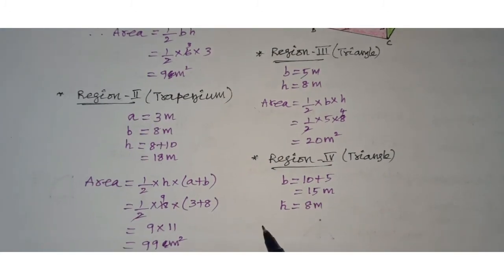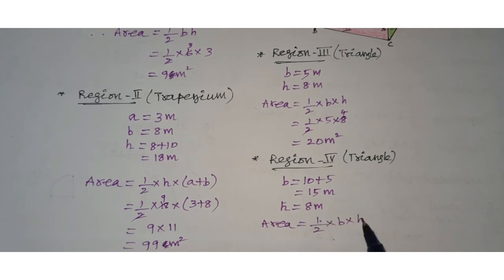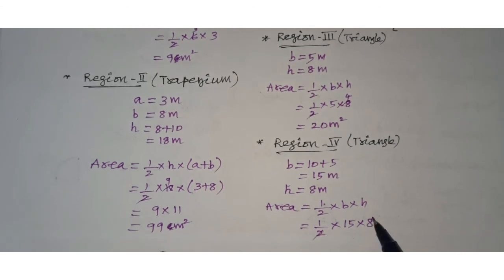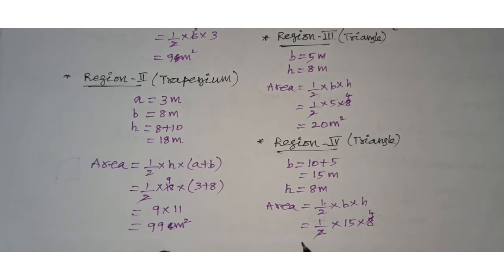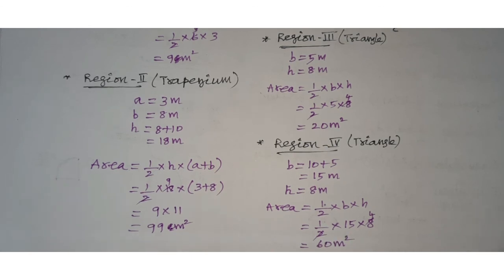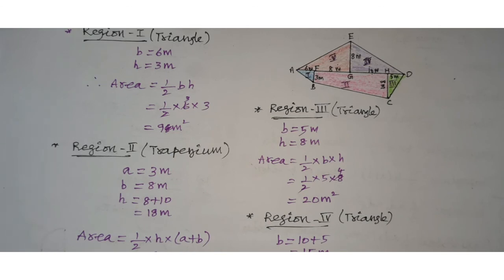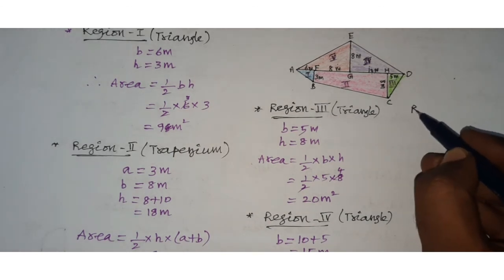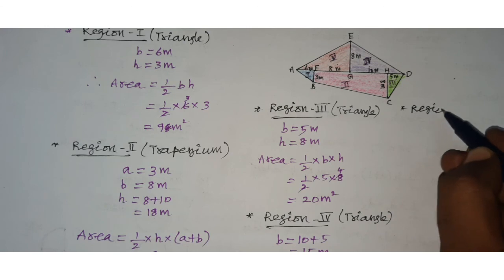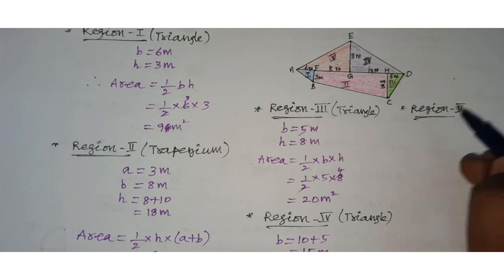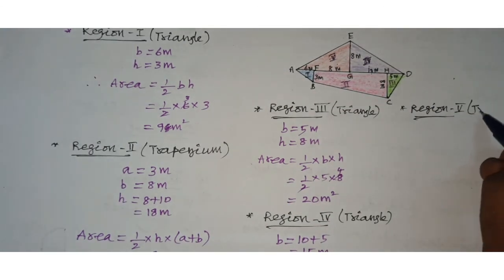Okay. So now this area equal to half BH as usual. So 1 by 2 into base 15 and height 8. Okay. So 2 ones are 2, 15 fours are 60 meter square. So region 4 area also over. And now finally fifth region. Region 5. So region 5, it is also like a triangle. It is triangle only.